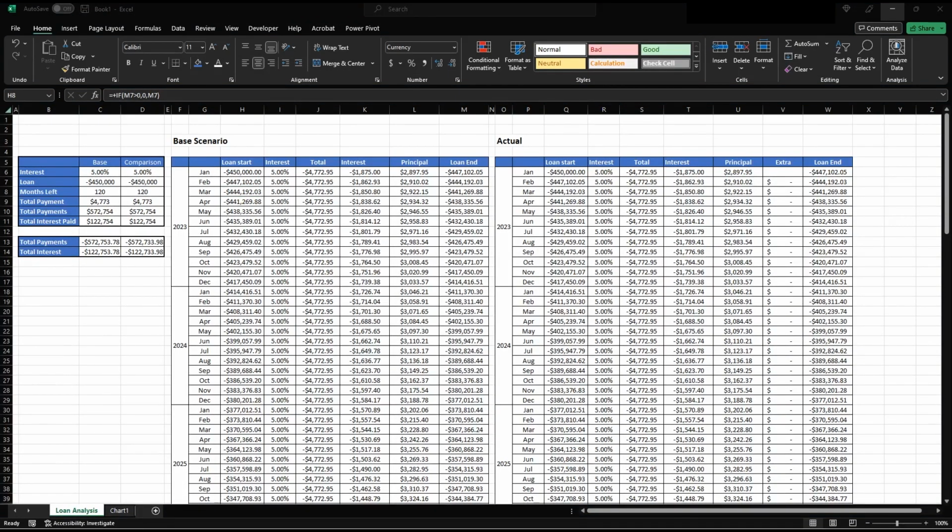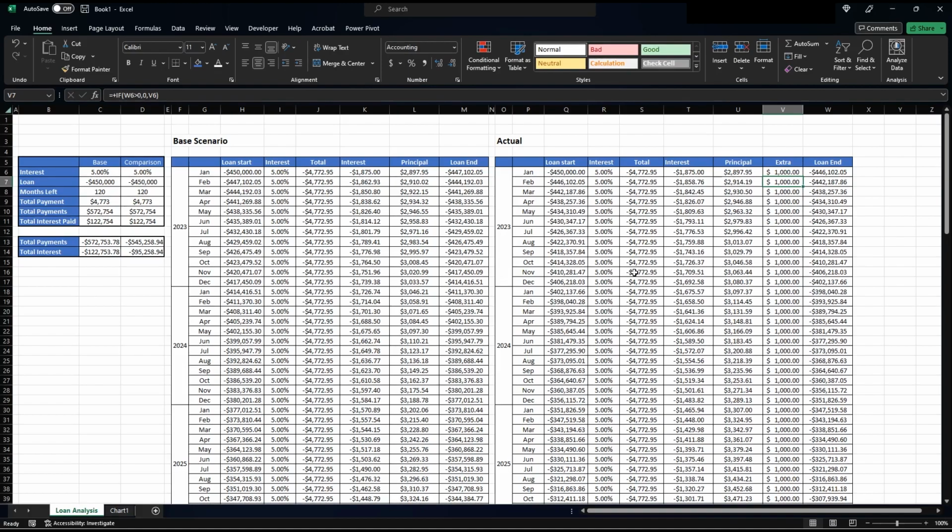Okay, so next up, we can have a look at the actuals. The way I try and look at it is I have my base scenario, which is pretty much what I said at the start of the loan, and this is what I'm hoping to achieve over the course of the loan. Then I'll have this actual, which is basically a replication of the left-hand side of what actually happens. So let's say I can afford to pay an extra $1,000 a month off my loan, so I can put in $1,000 here. And then straight away you can see the effect it has on the loan.